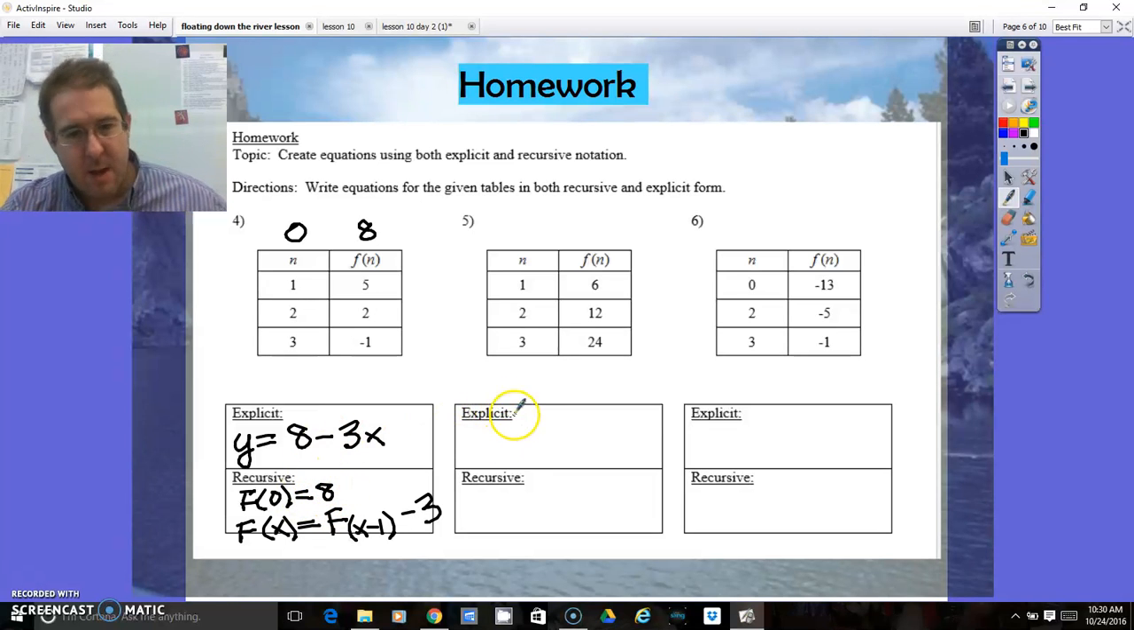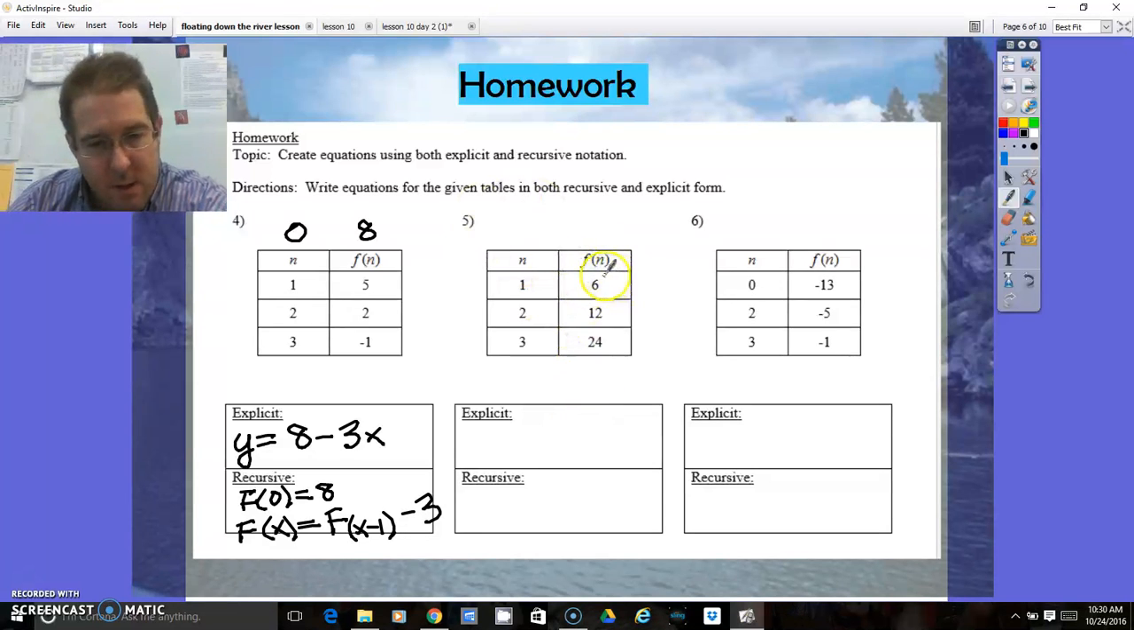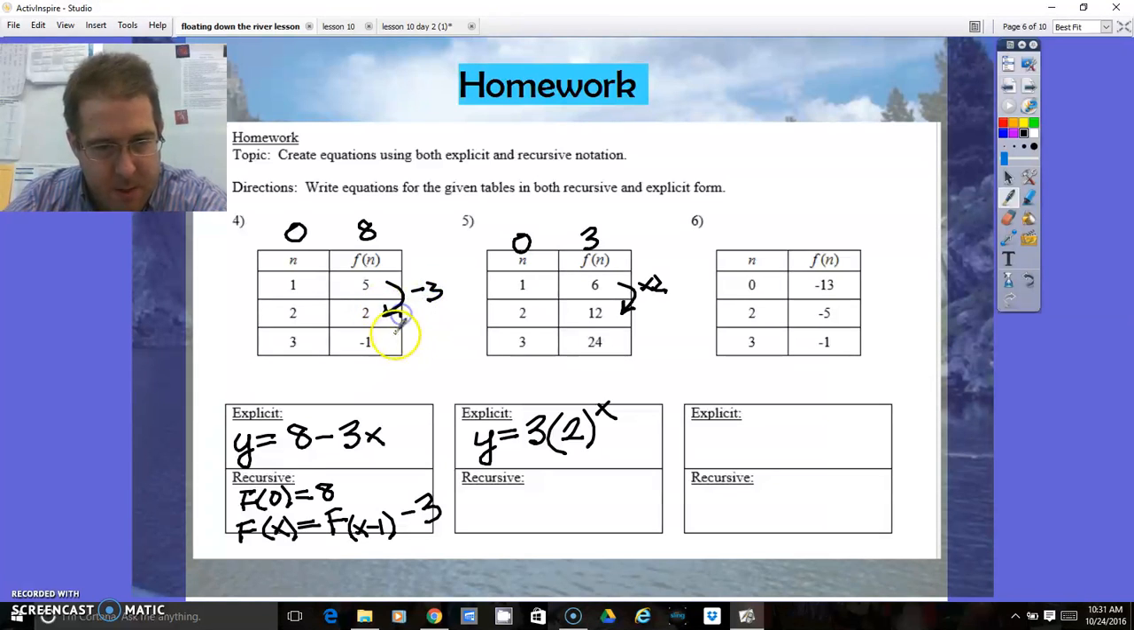The explicit this time, okay, so what are you noticing? I'm noticing that numbers are doubling. So if we go back to the 0th term, that would have to be 3. 3 times 2 times 2 times 2. So in this case, y is equal to starting point times rate to the power of x. It's exponential because it's multiplying. This one was minus 3. Anytime it's an arithmetic sequence, it's linear. Anytime it's a geometric sequence, it's exponential.